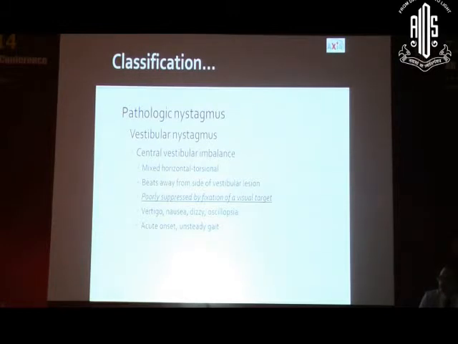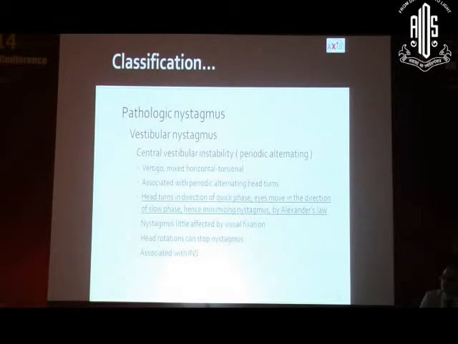And again, this is for the same kind of symptoms: vertigo, nausea, dizziness, oscillopsia, usually of acute onset, and the patient has an unsteady gait. The central vestibular instability, also previously known as the periodic alternating nystagmus, is again extremely typical. It is associated with periodic alternating head turns. This nystagmus is little affected by visual fixation.